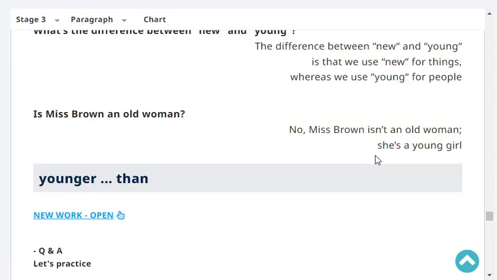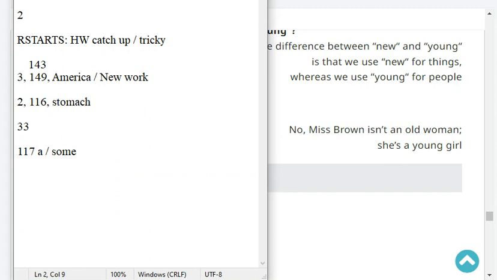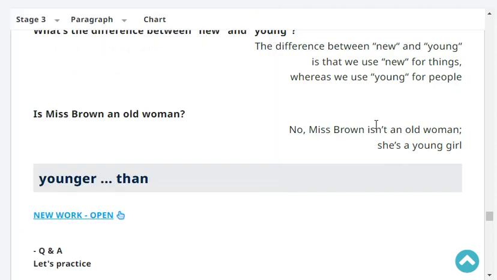Very good. Is Miss Brown an old woman? No, Miss Brown isn't an old woman. She's a young girl. Very good.